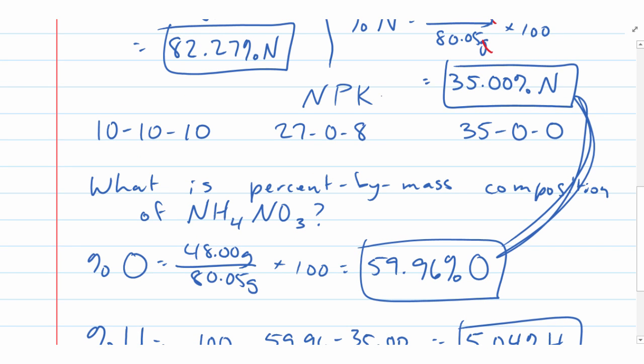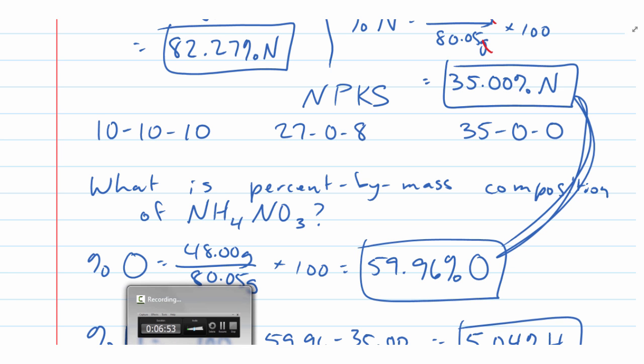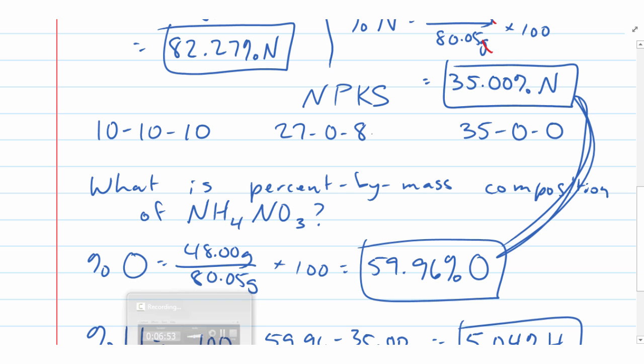Somebody asked about this morning. Somebody said that some bags will actually have a fourth number on there. If they do, that fourth number is S, which of course stands for sulfur. And so if there's a fourth one on there, usually that number is going to be pretty small, but the sulfur is used for protein synthesis. So anything that has protein, enzymes, whatever in it, would need sulfur in it as well.